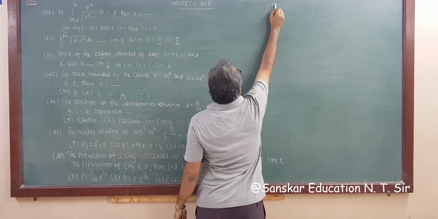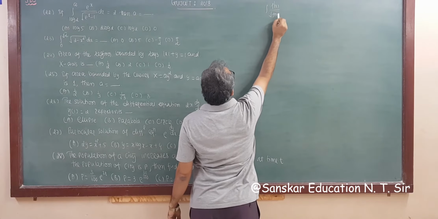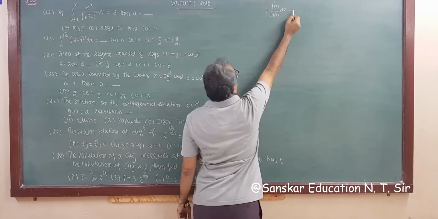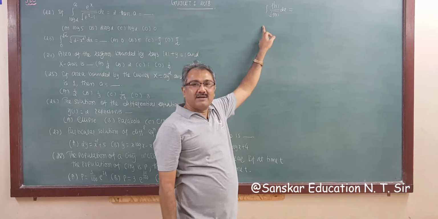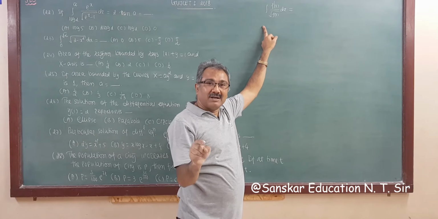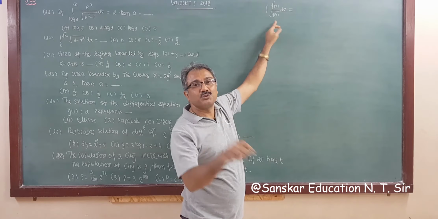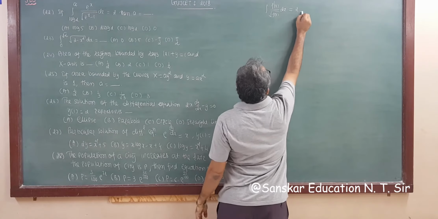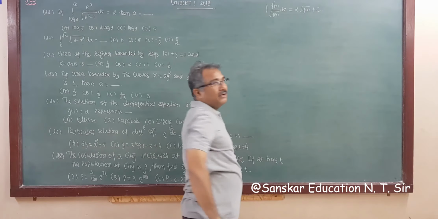Integration of f dash x upon root fx dx is equal to, that is, if the derivative of the denominator is in the numerator, then the answer is log mod. But if the denominator is in root, then the answer is 2 root fx. So the answer is 2 root fx plus c. Now see here, what is given?